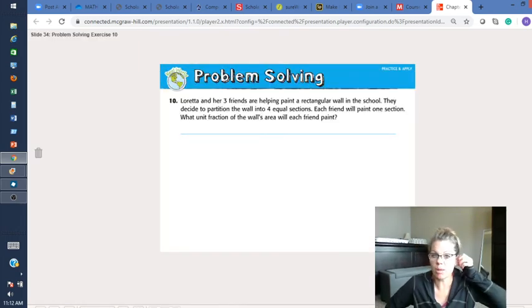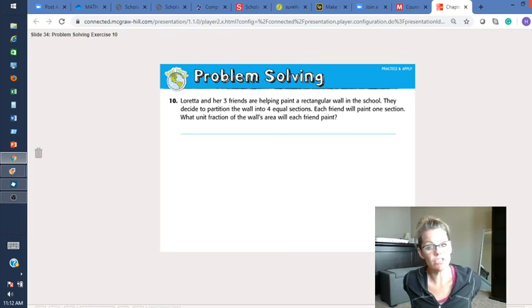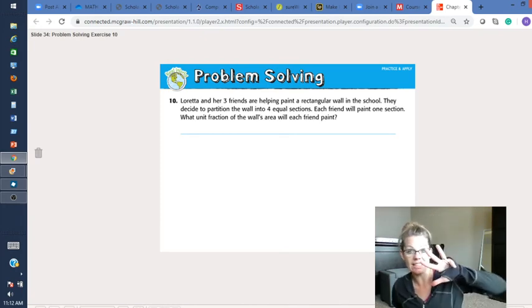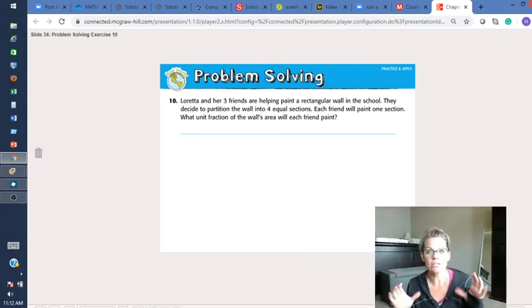Okay, let's look at problem solving. Loretta and her 3 friends are helping paint a rectangular wall in the school. They decide to partition the wall into 4 equal sections. Each friend will paint 1 section. What unit fraction of the wall's area will each friend paint? So Loretta and her 3 friends. So if there's Loretta and then friend 1, 2, 3, there's actually 4 of them, and they're dividing into 4 sections. So they're each gonna paint how many pieces? 1. And so if it's divided into 4 pieces, what's that unit fraction gonna be?